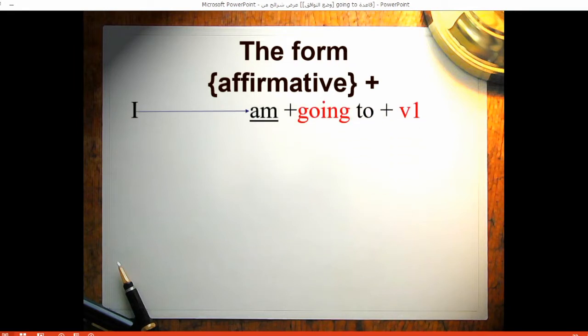I always takes am. I am going to plus verb 1. Verb 1 means the verb in its first form, like go, play. I can say I am going to play football, meaning I will play football. Okay. Then it's a triangle.